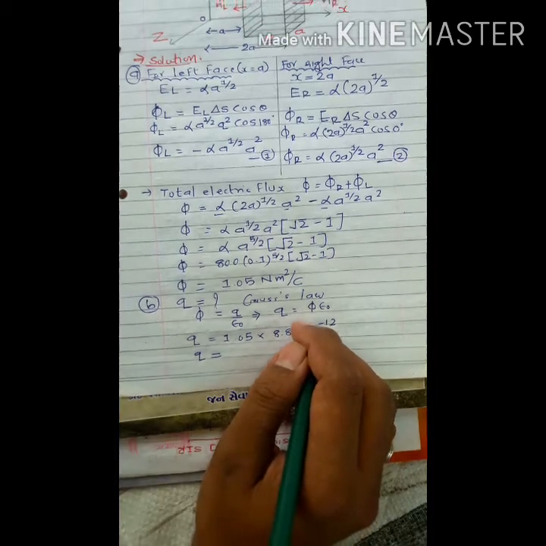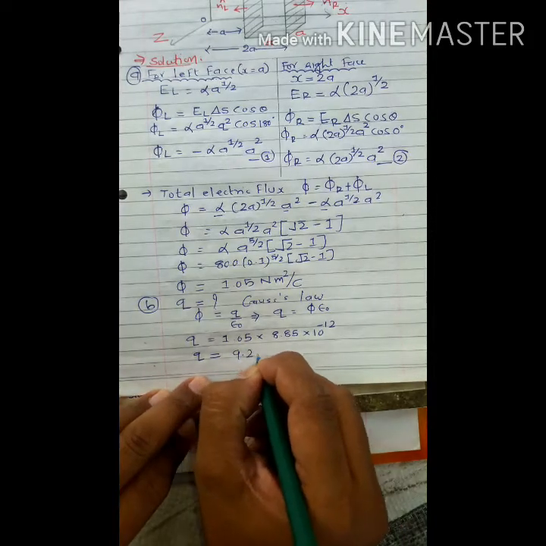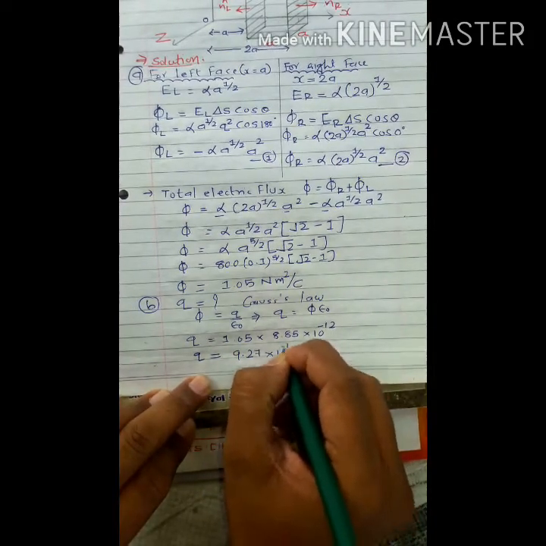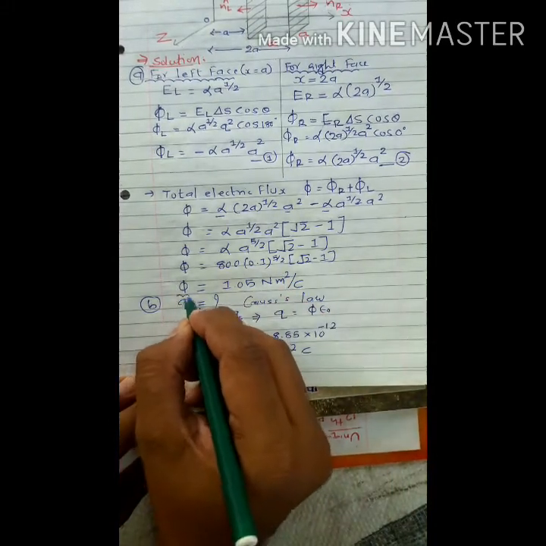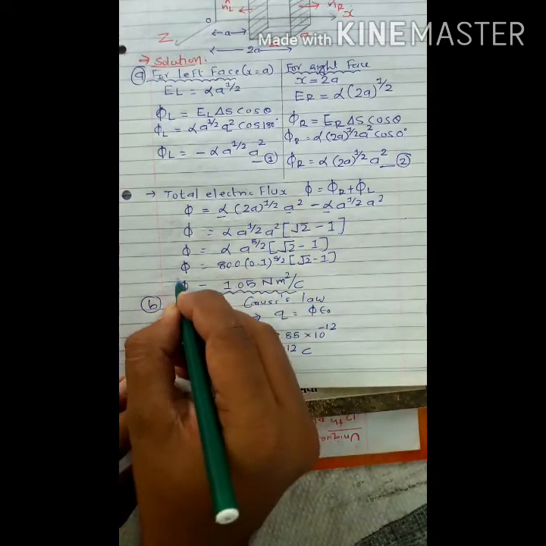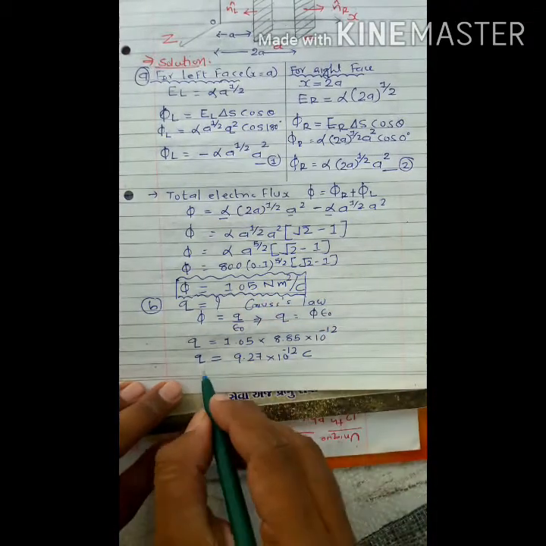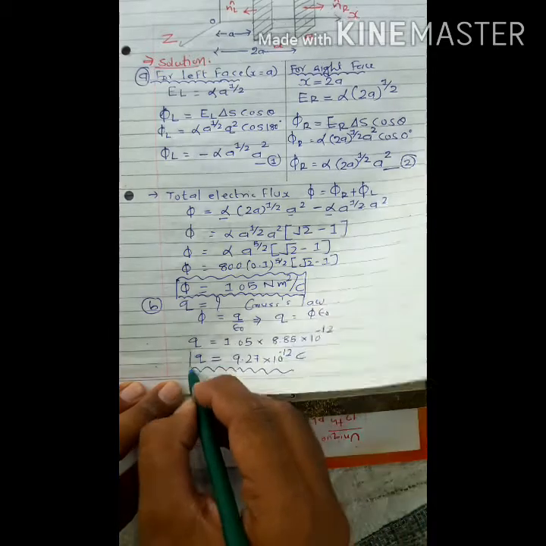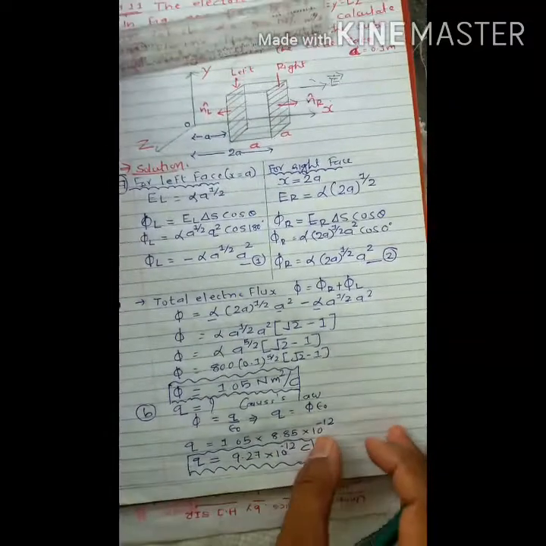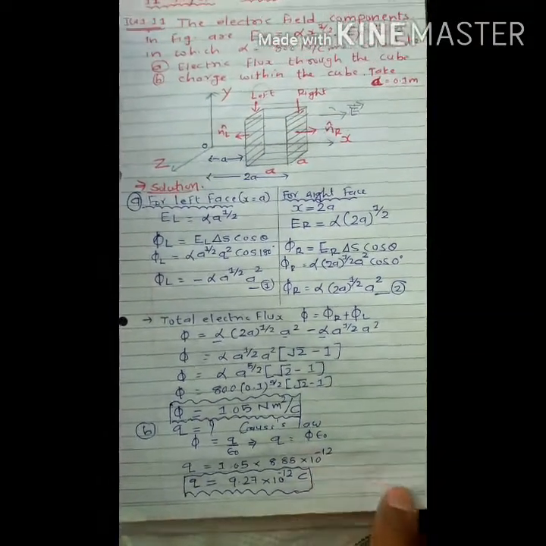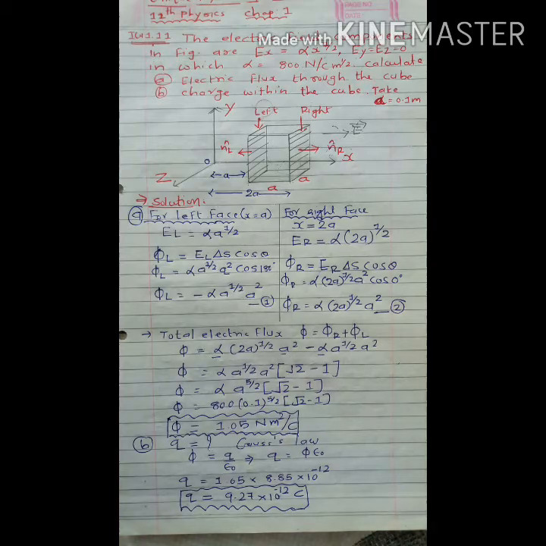Now solve this term. The total charge inside this closed surface is 9.27 into 10 to the power minus 12, and the unit of charge is coulomb. So the value of the total flux is 1.05 Newton meter square per coulomb and the total charge Q is equal to 9.27 into 10 raised to minus 12 coulomb. This way we can solve our example. This is a little bit complicated example, but try to solve it step by step. Thanks.